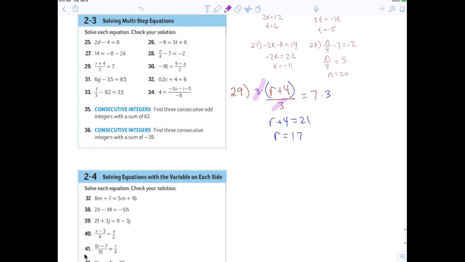That's what I want. Speak up if you don't know. Good for you. How did you get 17? Okay, so how do I undo plus 4? You subtract it. There you go. And 21 minus 4, 17. Thank you. All right, here we go, guys.